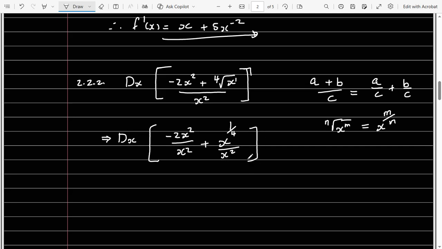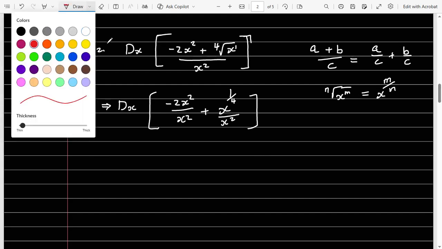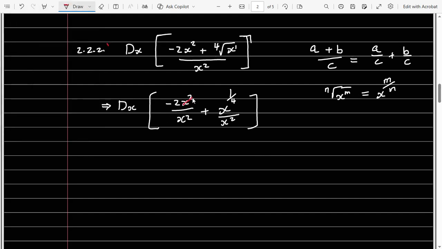Okay, I still have fractions now. Let me work this thing out. Look at this. The x squared here and the x squared cancel. This leaves me with 2 there. And then this one, the bases are the same. We are dividing the same base. What do you do to the exponent? You take the 1 on top, you subtract the 1 on bottom. So this is same as 1 over 4, minus 2, which is negative.